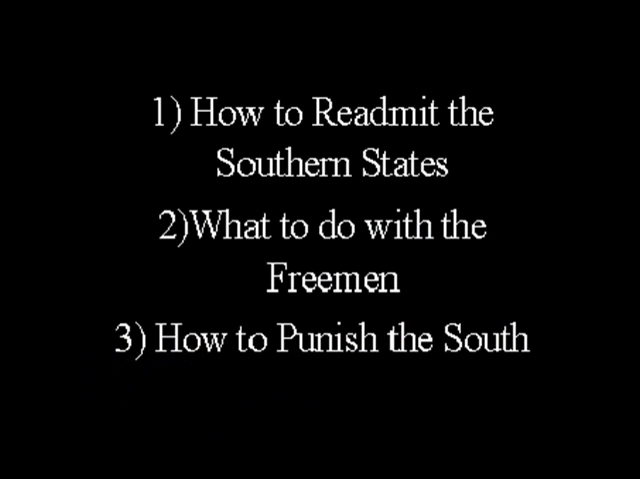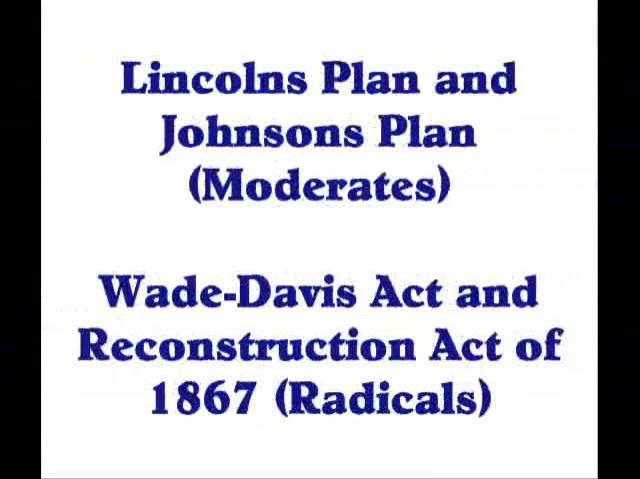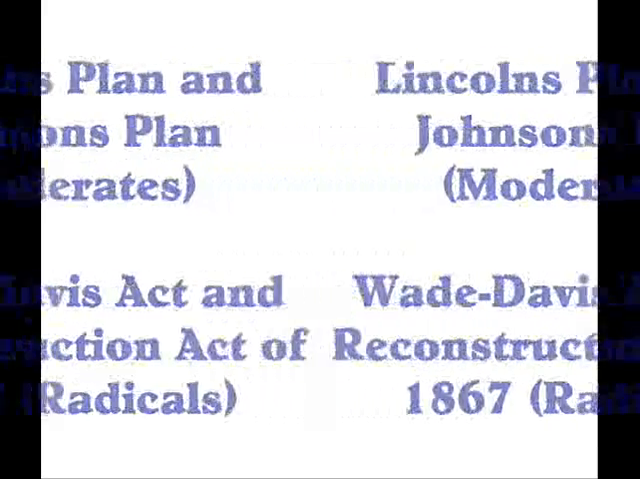Well, there were 3 parts to this issue. 1. How to readmit the Southern states. 2. What to do with the freemen. And 3. How to punish the South. There were many different plans proposed: Lincoln's plan, Johnson's plan, the Wade-Davis Act, and the Reconstruction Act of 1867.